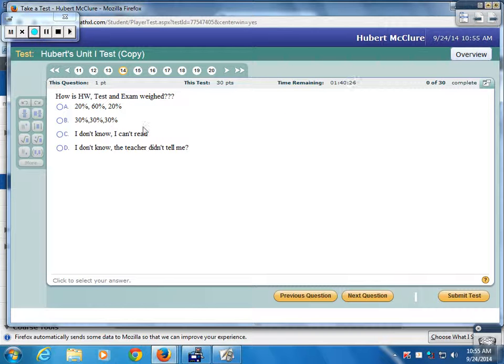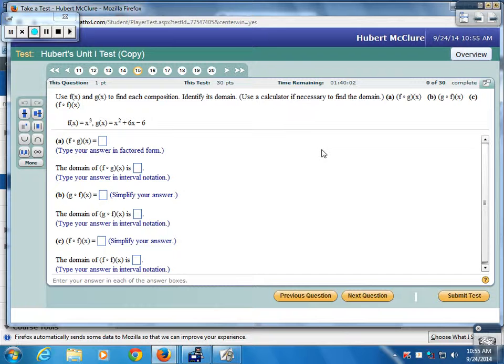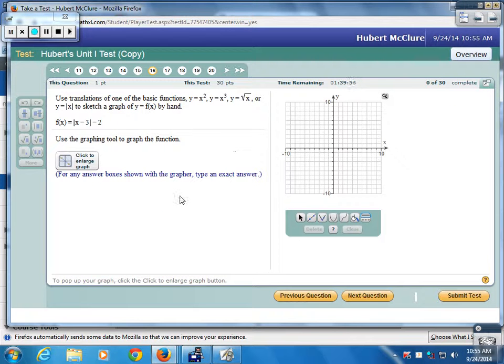This is the second most missed. Why do people miss this one? They think it's 30, 30, 30. Why wouldn't it be 30, 30, 30? Well, that equals 90. It doesn't equal 100. Like that. All right, composition. That's just a composition drill. There's vertical and horizontal shift. Positive 3 to the right and negative 2 down.